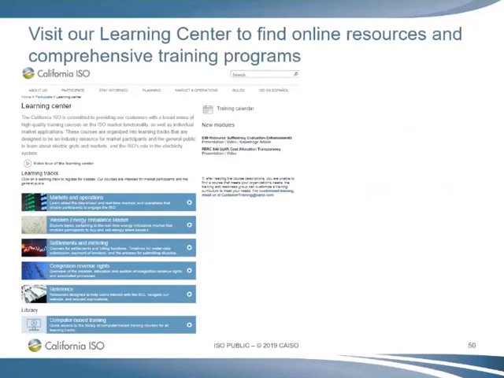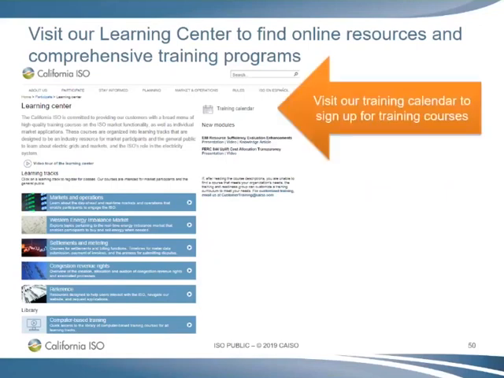We here at the ISO are committed to providing our customers with a broad menu of high-quality training courses on the ISO market functionality, as well as individual market applications. These courses are organized into areas of focus, or tracks, that are designed to be an industry resource for market participants and the general public to learn about electric grids and markets and the ISO's role in the electric system. We are continuing to evolve our training programs and enhance our training materials to better meet the various levels of experience, technical levels, and needs of our customers, and to make it a more user-friendly experience.